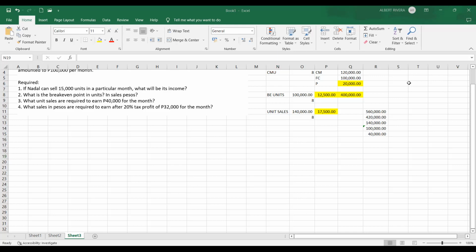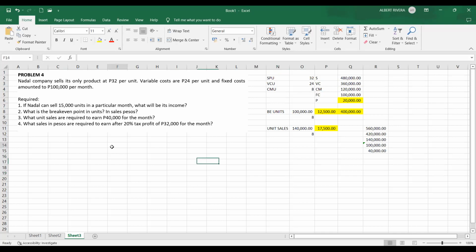So you have your fixed cost of 100,000 plus 32,000 divided by 80%, no? Divided by 80%. So this is 32,000 divided by 80%. That will give you the profit, required profit before tax. Okay? So let's compute here.